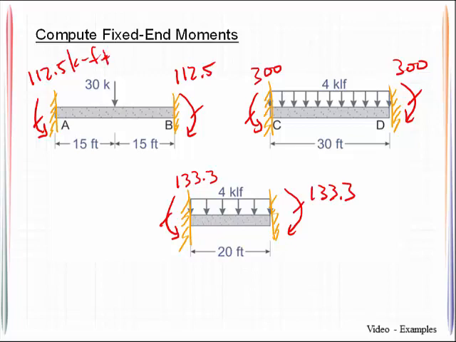And what we want to do is remember that in the moment distribution method, we are assuming that when a moment is clockwise, it is positive. When it's counterclockwise, it's negative. And that's the way it's going to show up when we assemble our table. For example here, since that's counterclockwise, it'll be a negative. That'll be a positive. Let's go ahead and assemble our table then.